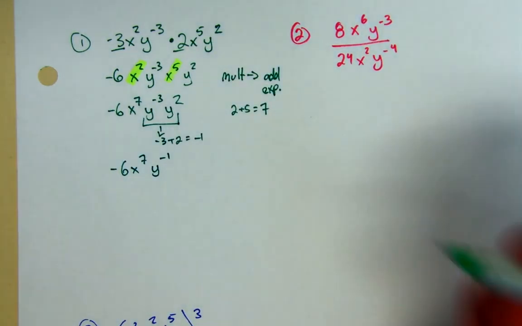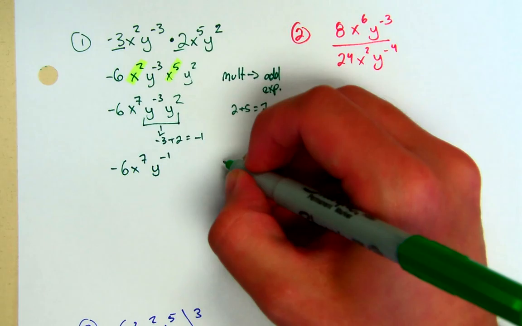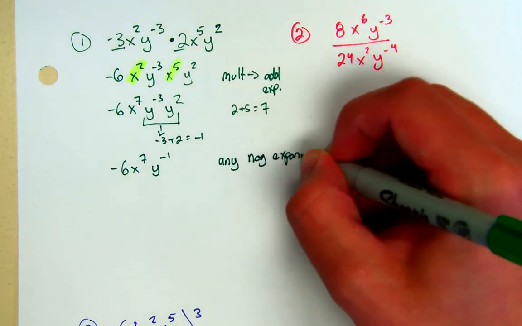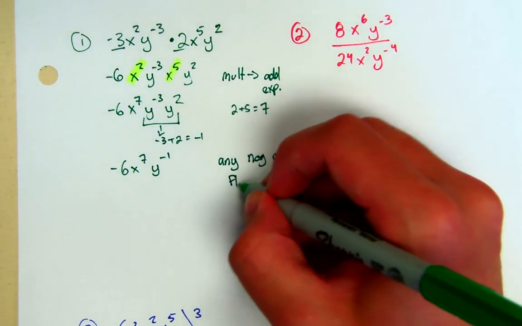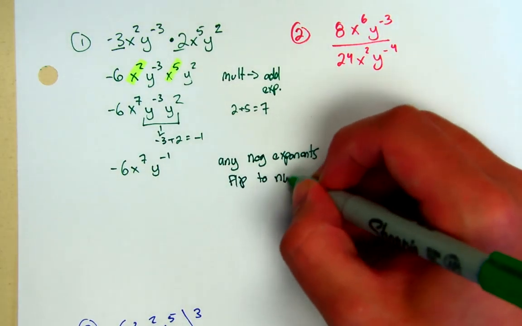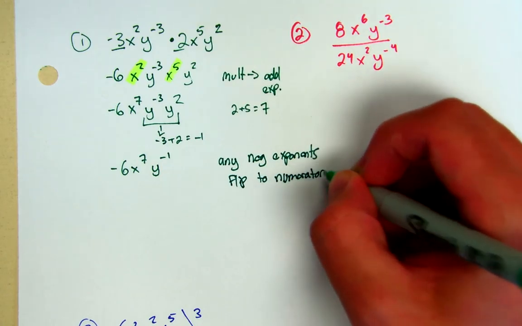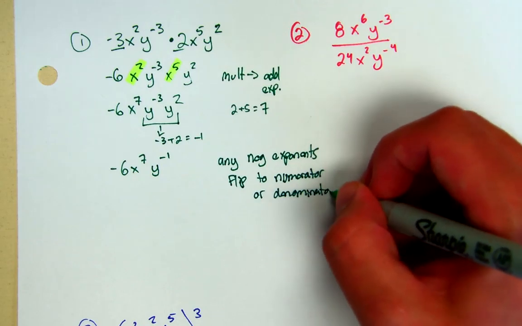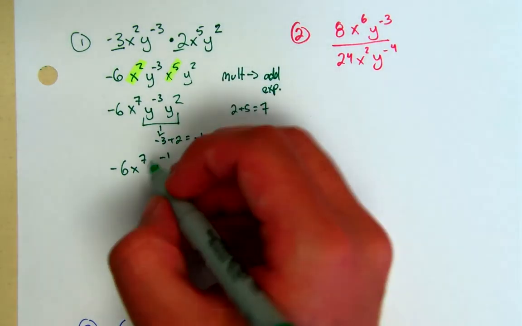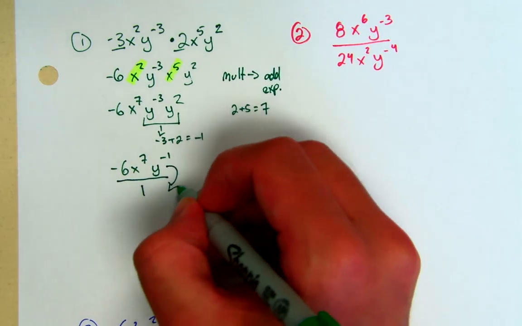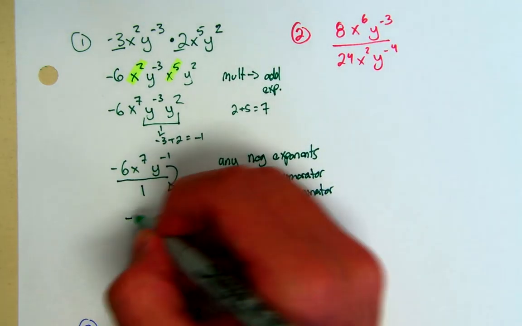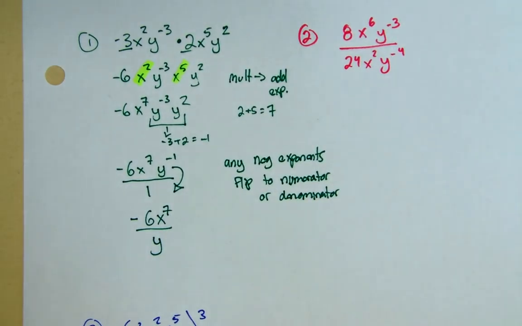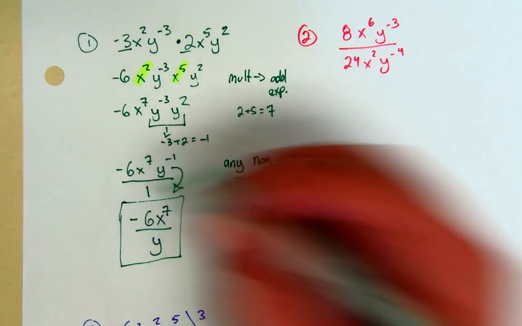Now here I get to the point where it's not simplified yet. Any negative exponents, you need to flip to the numerator or the denominator, depending on where they started. So this is in the numerator, so I'm actually going to put this all over 1, and the y is going to flip down. So then this becomes negative 6 x to the 7th over y to the first power. Since it's the first power, I don't need to write it. And that is your simplified answer.